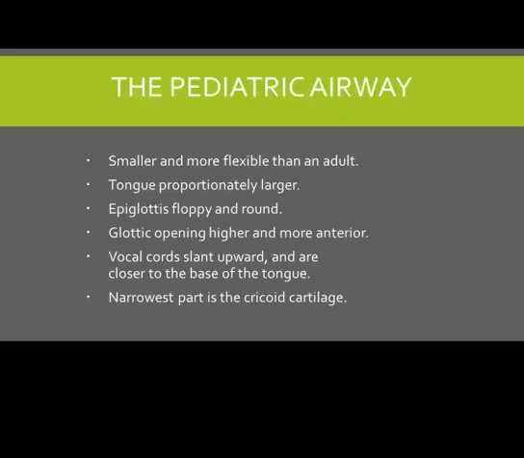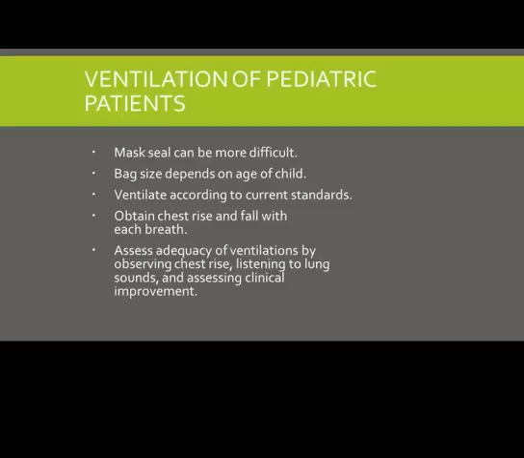All right? Really quickly with pediatrics, that pediatric airway, know that they're not just little adults anatomically. They've got disproportionate sizes in their head. They got that big watermelon head. They're smaller, more flexible than an adult. Their tongue is proportionally larger. They got that floppy epiglottis, and the preferred blade is the Miller. The glottic opening is higher and more anterior. The vocal cords slant upward and are closer to the base of the tongue, and the narrowest part is the cricoid cartilage.